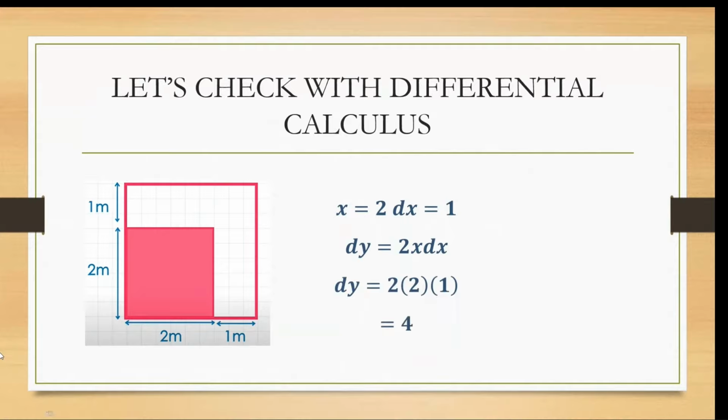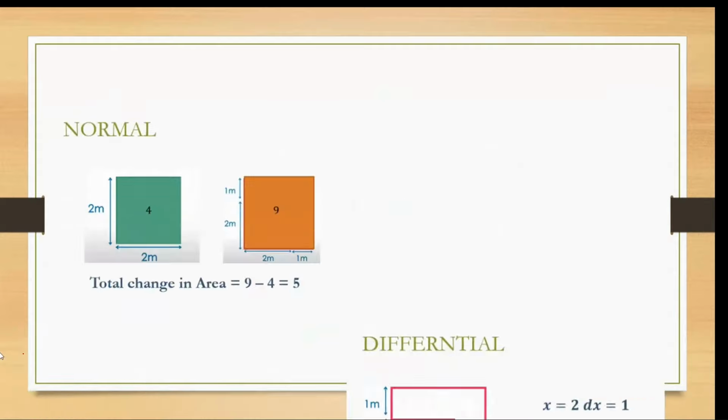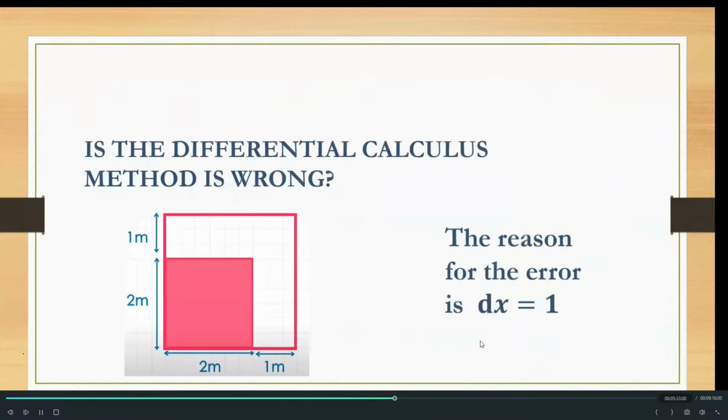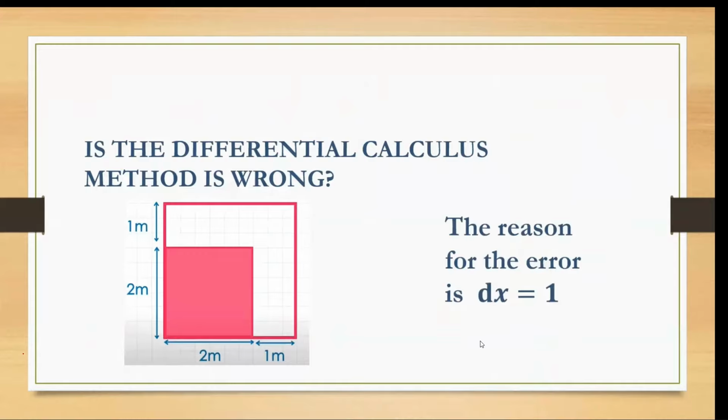So when we use the normal method, we are getting 5. But when we use differential calculus, we are getting 4. It's a 20% error. But, so can we say that differential calculus is wrong? But actually it's not. Since we have taken the change in length as 1, we have got this much error. So let us reduce it.